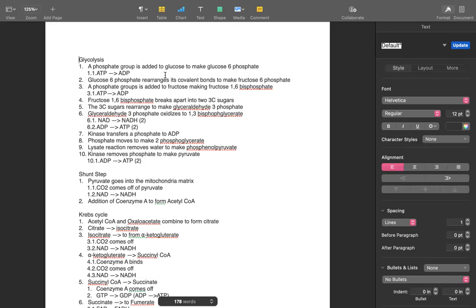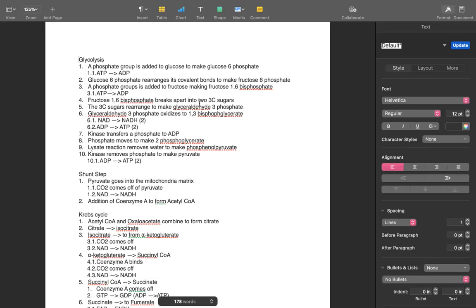Next, this glucose 6-phosphate goes through a rearrangement to make fructose 6-phosphate. We add another phosphate group. So again, we have ATP going to ADP, and that phosphate group is being added onto our molecule. This makes fructose 1,6-bisphosphate. This molecule then breaks apart into 2 3-carbon sugars. So we have 2 molecules of ATP coming in to work on 1 glucose molecule.